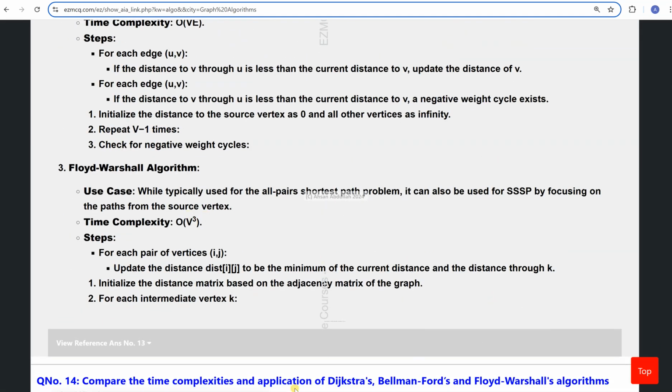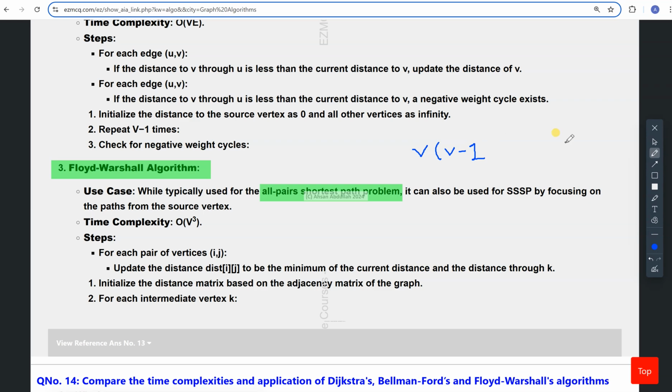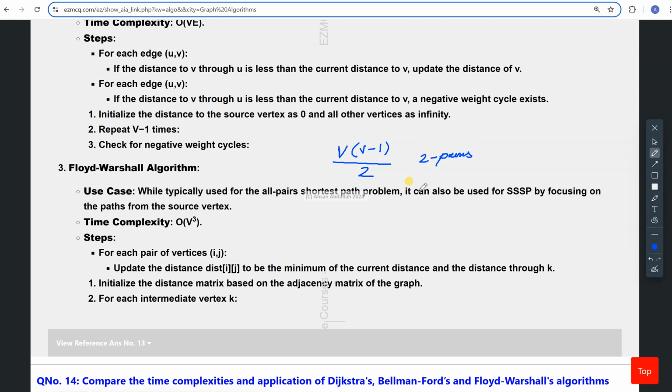Now let's look at the Floyd-Warshall algorithm briefly, because the more focus is towards the Dijkstra algorithm, which is used extensively. So this algorithm finds all pairs shortest paths, right? So if you have v vertices, we are looking at v into v minus 1, divided by 2. So that is the number of pairs. These are the pairs, right? So Floyd-Warshall finds the distance between all the pairs.